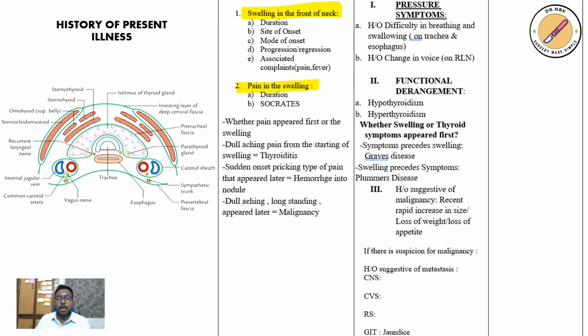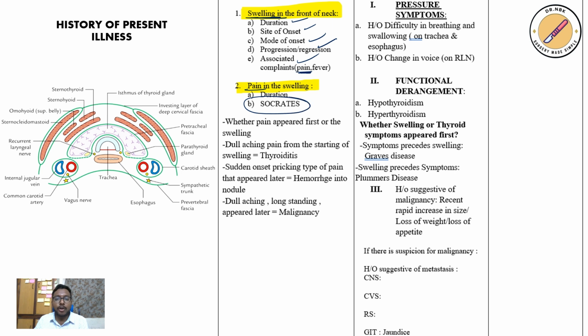So don't be afraid by looking at this table; we will just divide the components and look at each one. I told you the chief complaints will be swelling and pain. Whenever a patient comes to you with swelling, the basic headings with which you should expand the history of present illness are duration, site, mode of onset, progression and regression, and associated complaints. In associated complaints, pain is one of the important complaints.